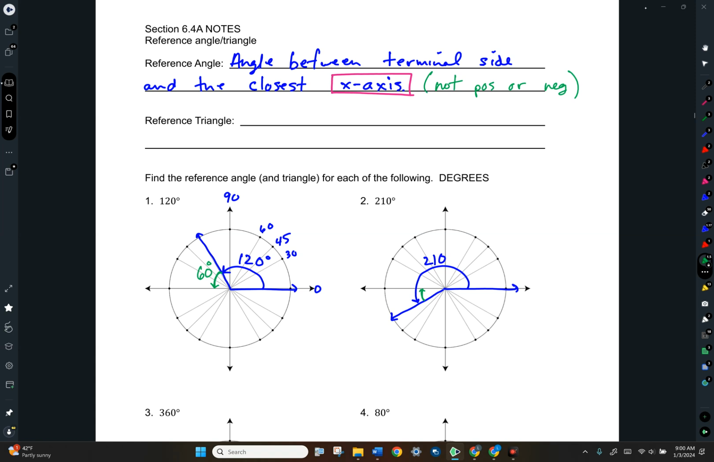So in this case, since all the way over here to this line was 180, and then in order to get to 210, didn't we go an extra 30? So the reference angle is 30. So let's put here reference angle 30. Over here, the reference angle was 60.